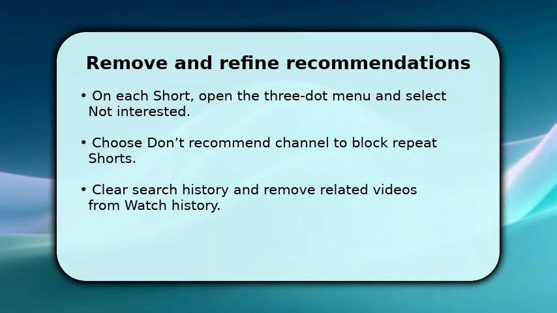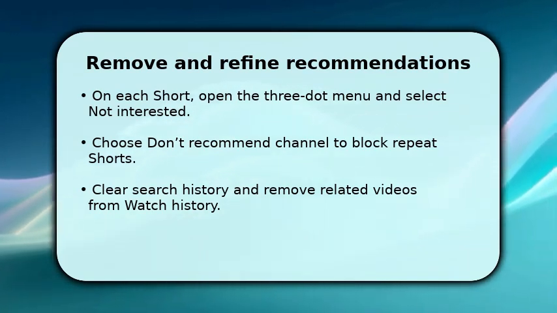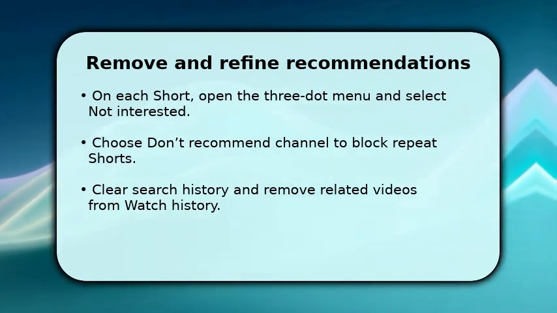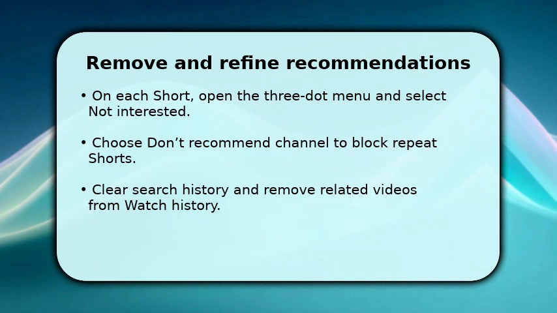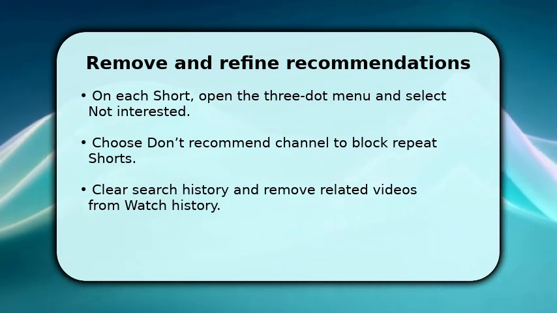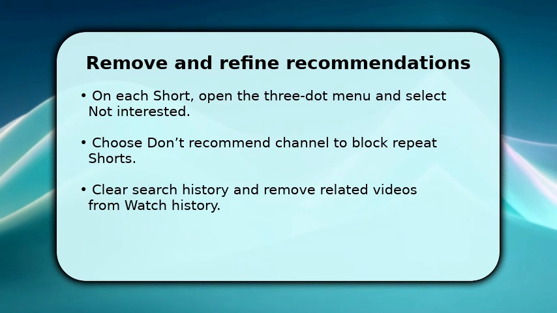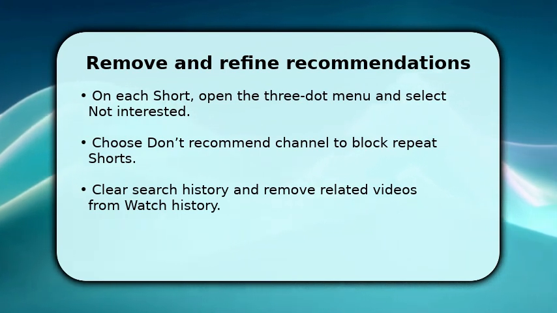Now you need to teach YouTube what to stop showing. For each short, press the three-dot menu and pick Not Interested. Then choose Don't Recommend Channel when that option appears, because channels drive repeated shorts. Next, clear specific entries in your watch and search history to remove signals that train the algorithm.